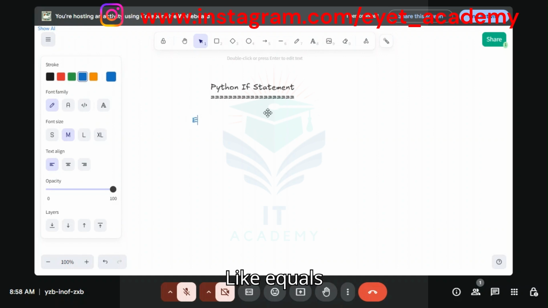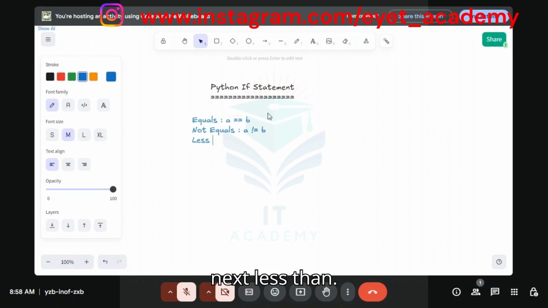Equals: a double equal to b. Not equals: a not equal to b.